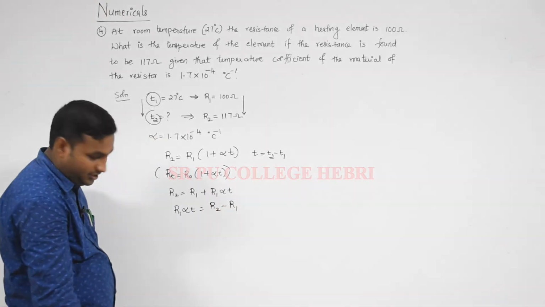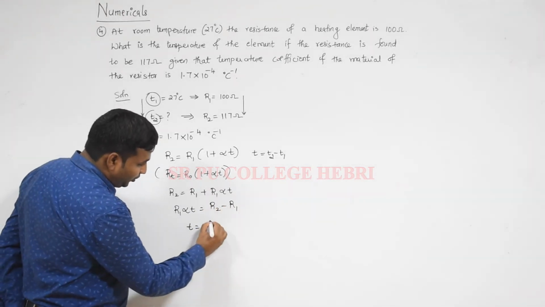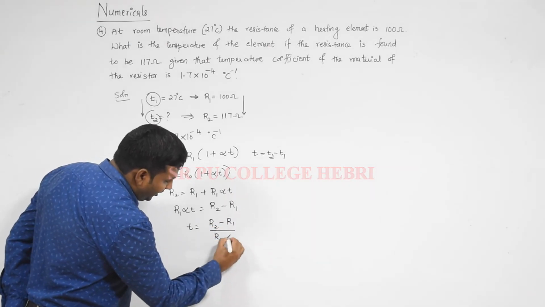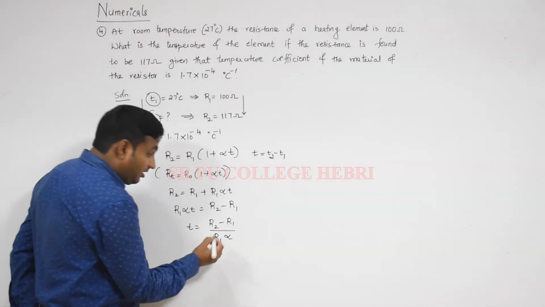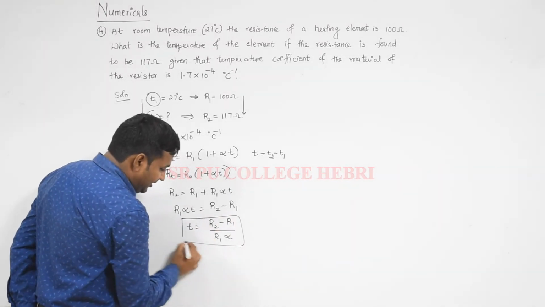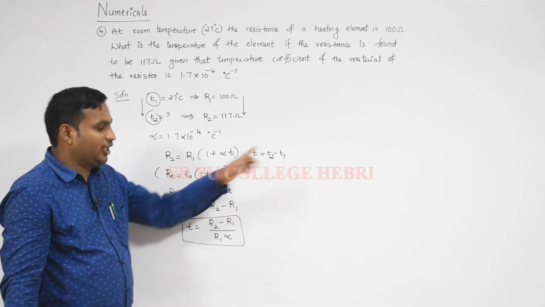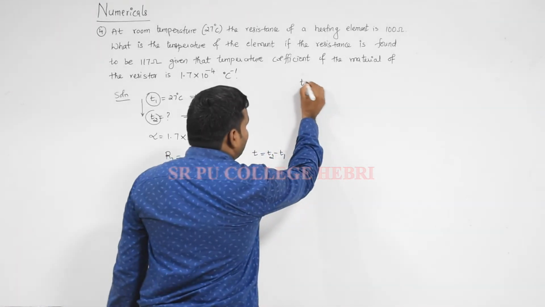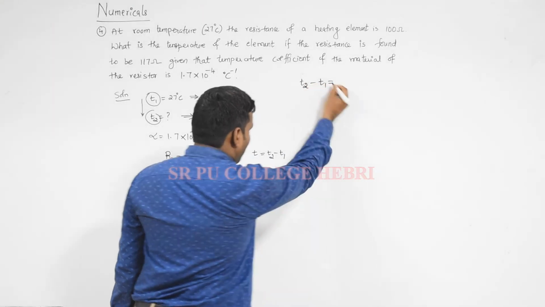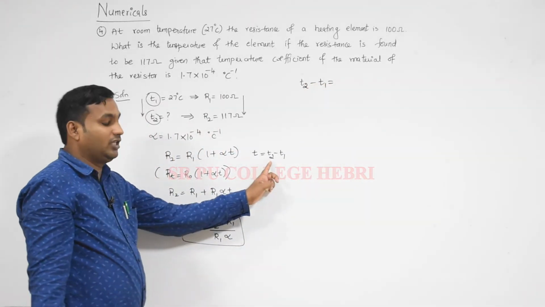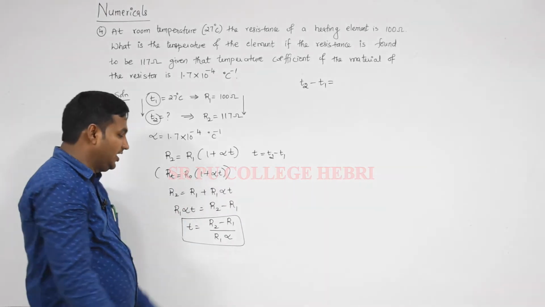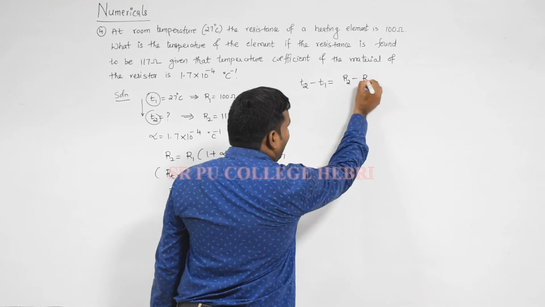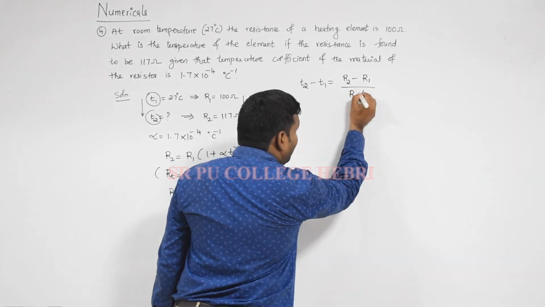Keep this point in your mind. Again, T is equal to R2 minus R1 divided by R1 into alpha. I clearly said T is equal to T2 minus T1. Substitute in this formula: in place of T, we have taken T2 minus T1. So T2 minus T1 is equal to R2 minus R1 divided by R1 into alpha.